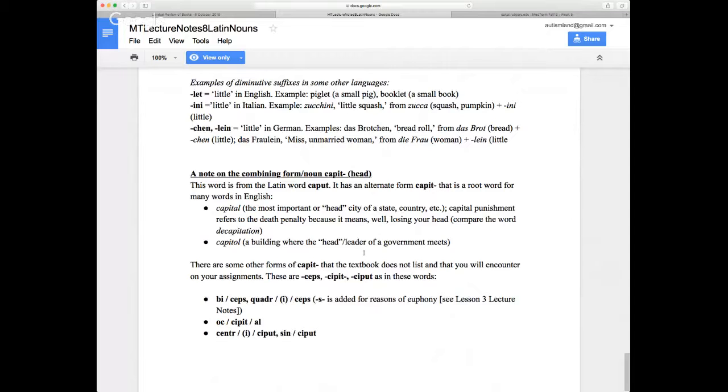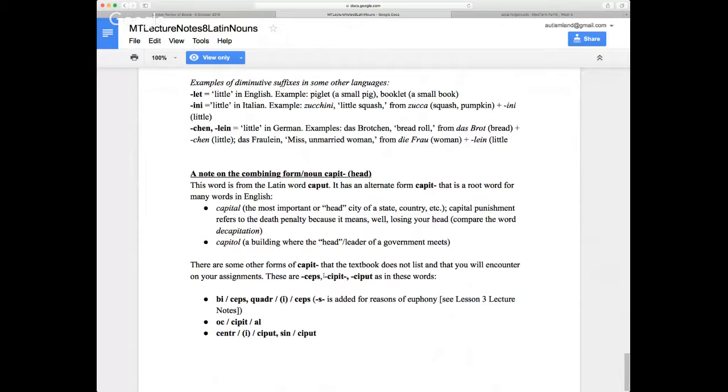Capit- is one of the words on the lesson 8 homework. However, there is another base that looks remarkably similar to it, and I'm going to warn you about it in advance. It is kept... No, forget what I just said. I was thinking about a totally different Latin word. I started to do Latin in my head, not medical terminology. I totally apologize. These are just other forms of caput. Don't worry about that other form. I think that's in lesson 9. Getting ahead of myself.